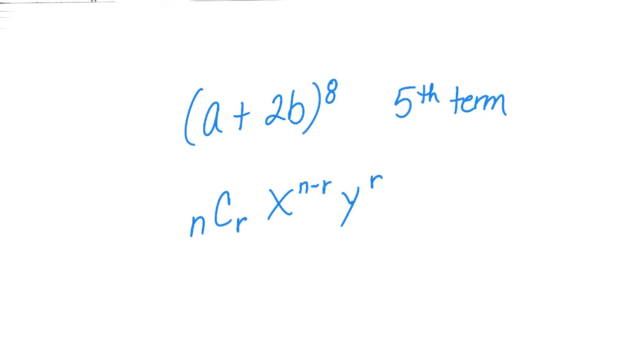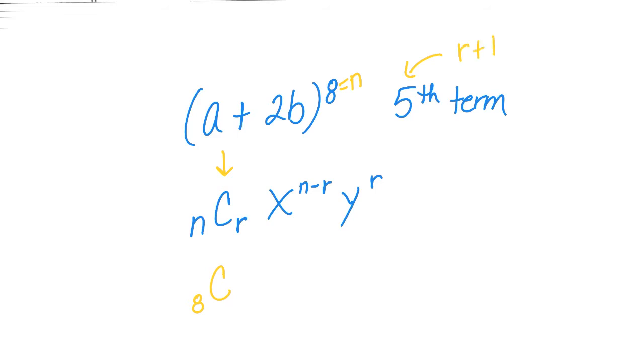So the first thing that we see right here is just a combination. So we have n combination r. So we have to first know, hey, what is my n? What is my r? So I know I'm going to have a combination. My n is 8, so this is going to be my n. My r, well, typically it's an r plus 1 term.